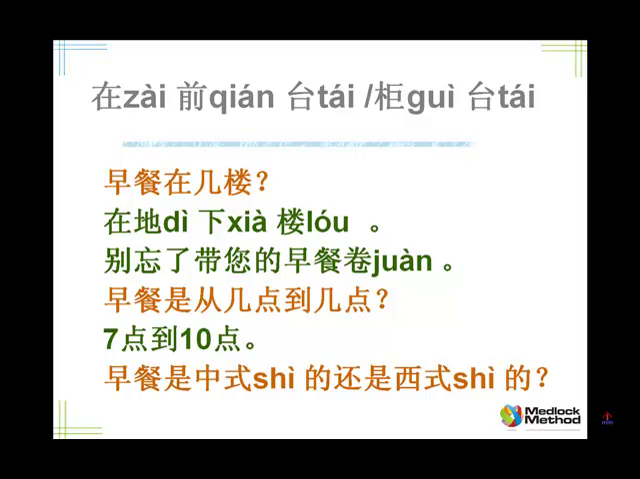Ask me, what time is breakfast? 早餐是从几点到几点？ Tell me from 7 till 10. 七点到十点。 Ask me, is breakfast Chinese style or Western style? 早餐是中式的还是西式的？ Tell me Chinese style. 中式的。 OK, 中式的早餐.